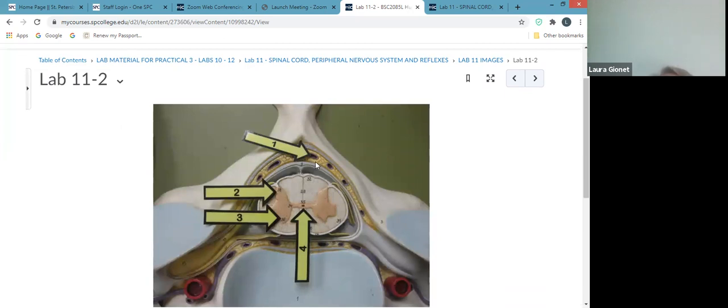We said the epidural space has fat and blood vessels there, cushions the spinal cord within the vertebral foramen, or the vertebral canal, so it doesn't get injured or bruised. It also helps insulate it. So wherever you see fat, all the way around, circumferentially around the spinal cord, that's the epidural space.